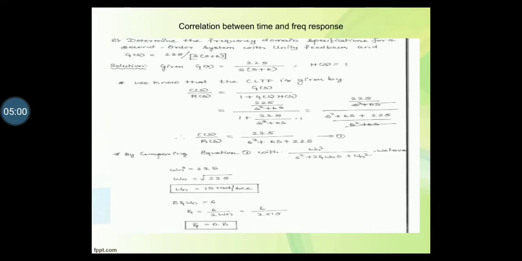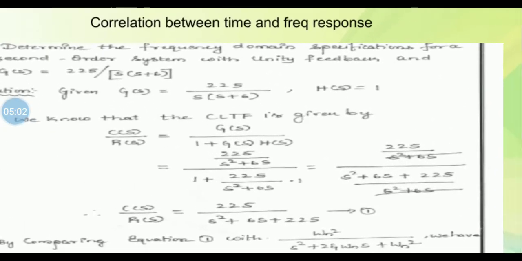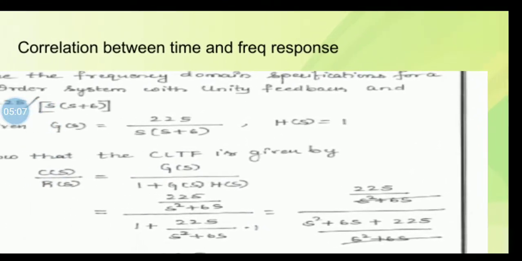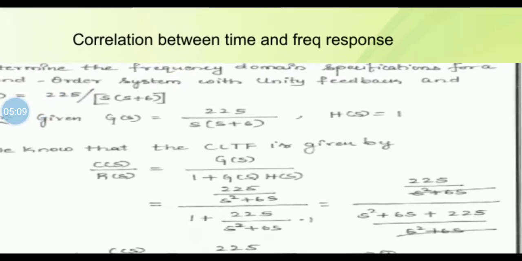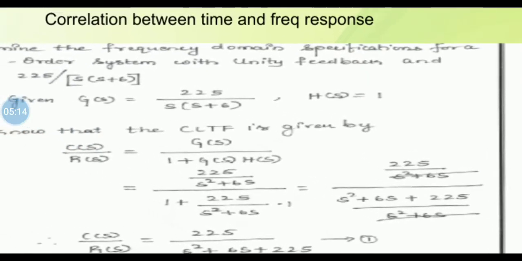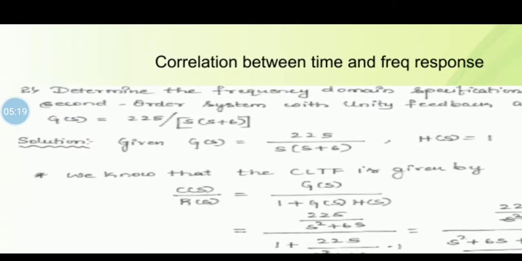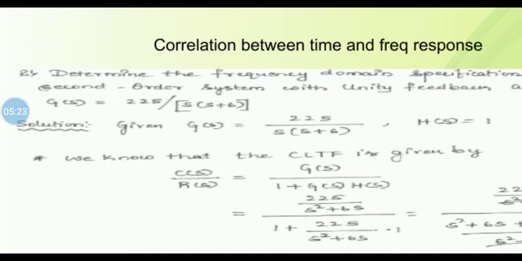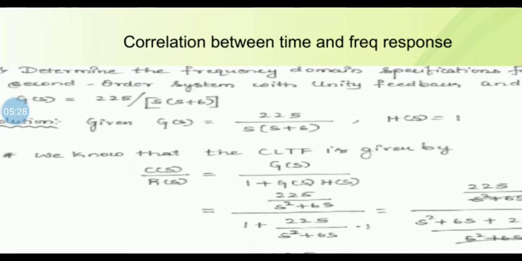We'll take the next problem. What is the statement of the problem? First we'll see: determine the frequency domain specifications for a second order system with unity feedback and G(s) = 225 / (s(s + 6)). So we have to find the frequency domain specifications for the second order system. Unity feedback is mentioned and G(s) is given.